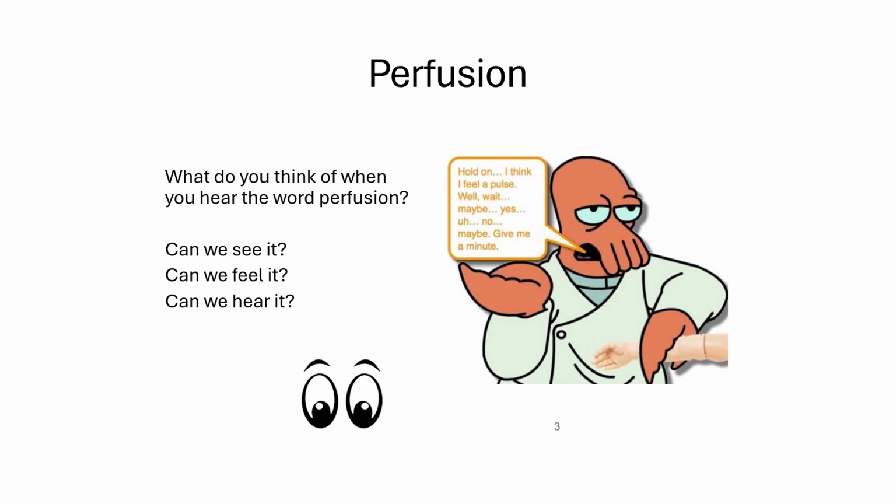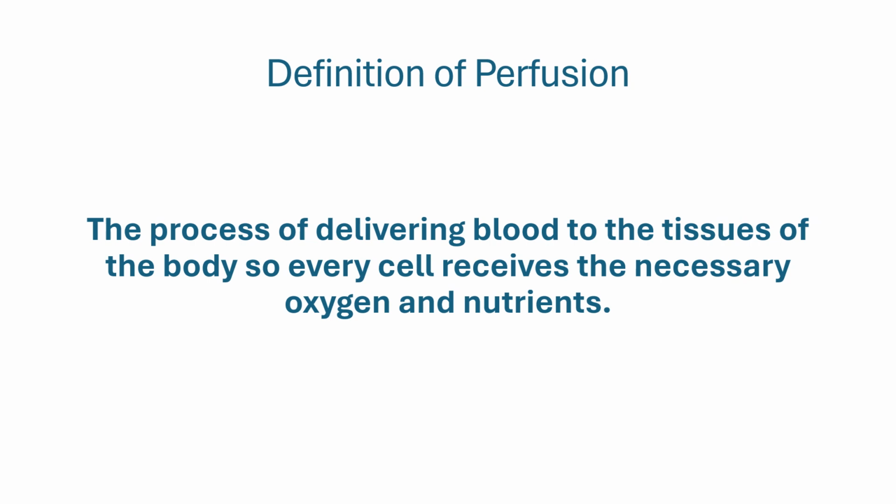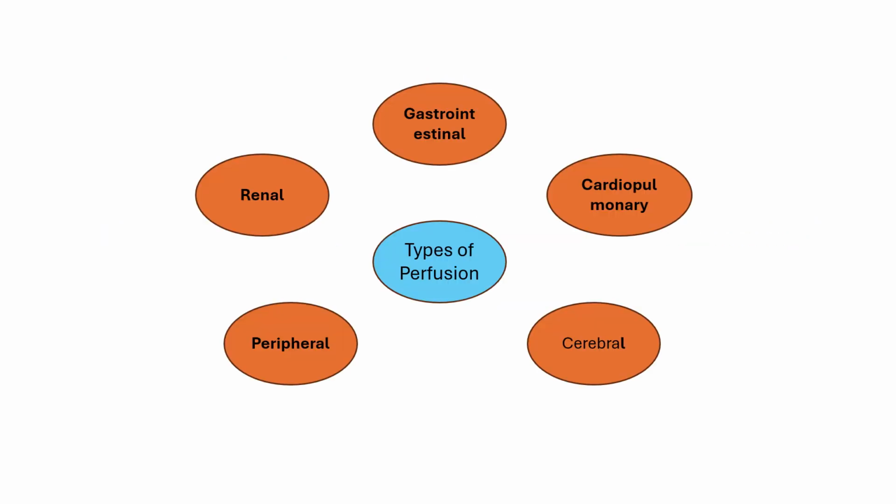So we can feel it by taking our fingertips and testing the temperature, those kinds of things, of the patient. And can we hear it? Sure, we can hear their blood pressure. We can listen for any bruits or different sounds that we hear as blood is going through a turbulent area. So here's the definition. There are 5 types of perfusion: gastrointestinal, cardiopulmonary, cerebral, peripheral, and renal.